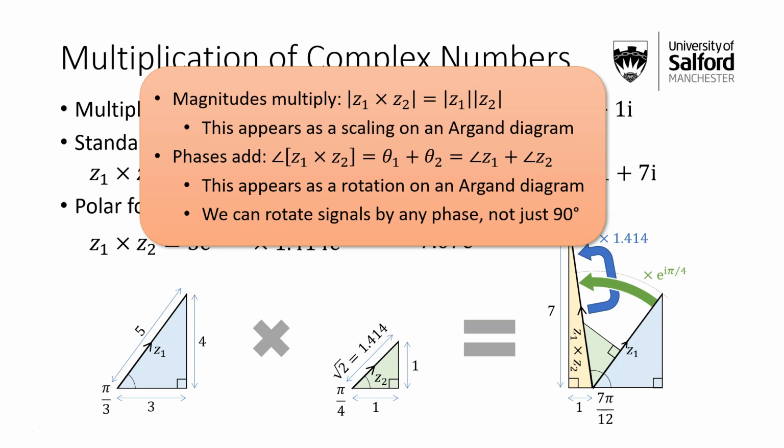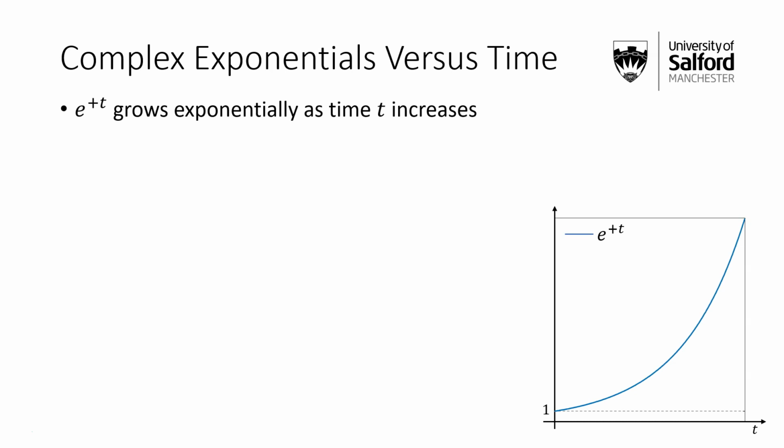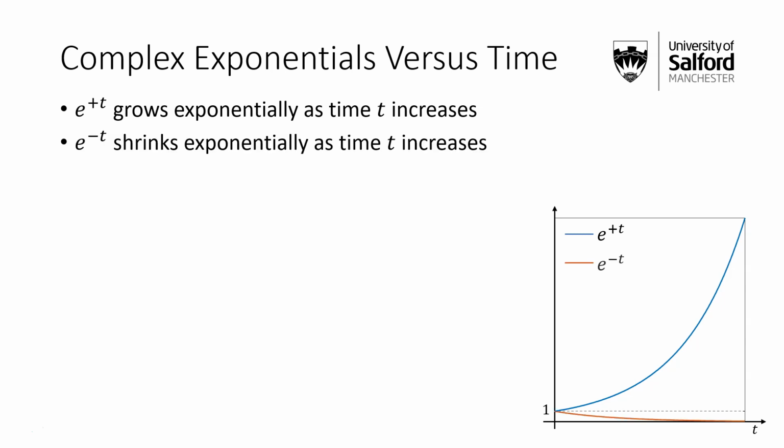We can rotate by any angle, any phase, not just 90 degrees. We're winning. So final piece, let's just think what happens with complex exponentials versus time. I'll just do some real ones first for argument's sake. If you do e to the plus t, it's going to grow exponentially as time increases. There's a little graph there. If you were to take e to the minus t, it would shrink exponentially as time increases. That's the kind of things you get.